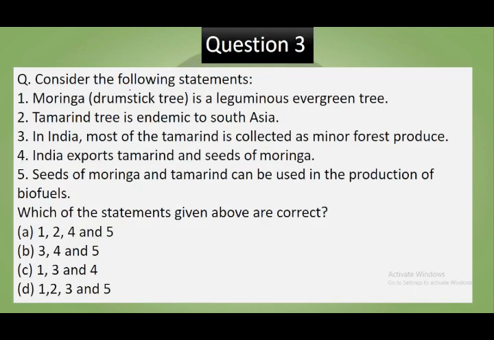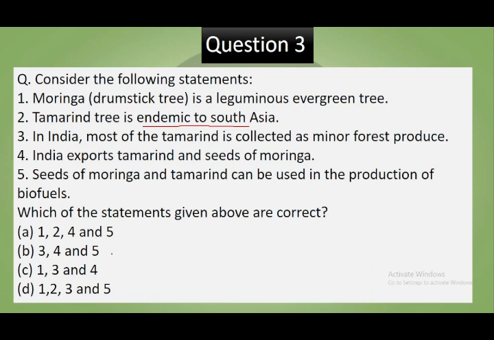Question number 3. Consider the following statements. First, moringa is a leguminous evergreen tree. Second, tamarind tree is endemic to South Asia. Endemic means it originated here or it is found only in this region of South Asia. Third, in India, most of tamarind is collected as a minor forest produce. Fourth, India exports tamarind and seeds of moringa. Fifth, seeds of moringa and tamarind can be used in production of biofuels. Which of the following statements are correct? Pause the video, try to answer.